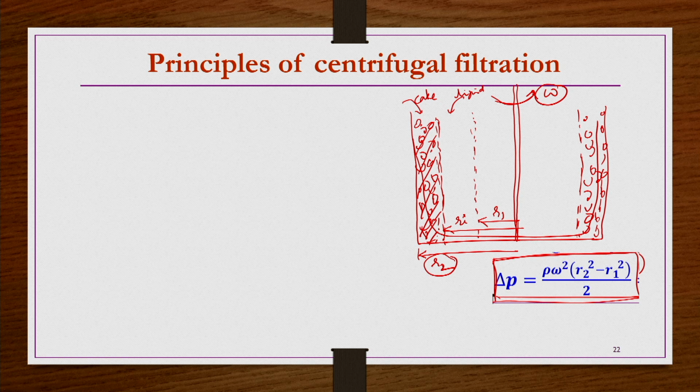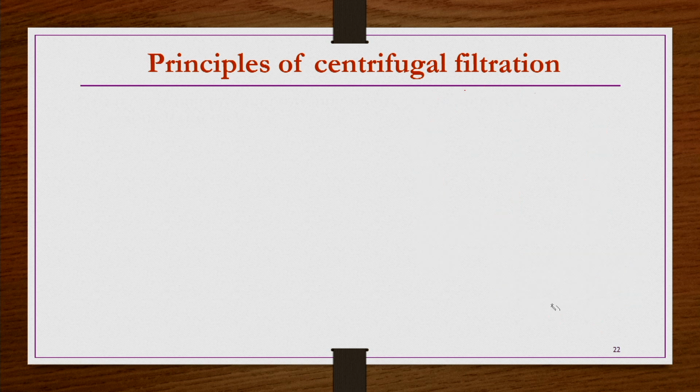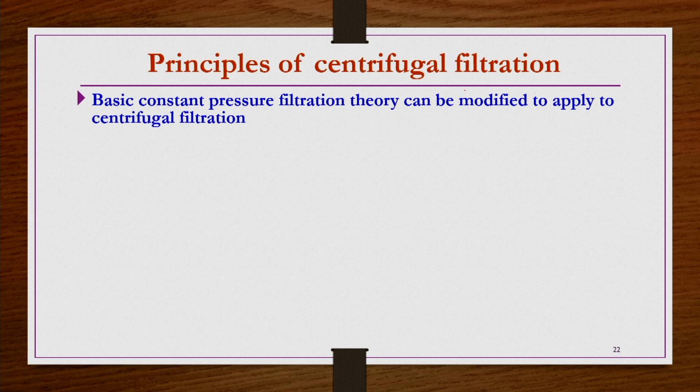So, under such conditions, what is the Q? This is a kind of continuous process. Continuously cake is being taken out, continuously liquid is taken out. So, what is the volumetric flow rate in meter cube per second? The principles that you can develop here, or the equation, you can use for calculation for a given system. Okay. Right. So, the basic constant pressure filtration theory can be modified to apply to centrifugal filtration as well.